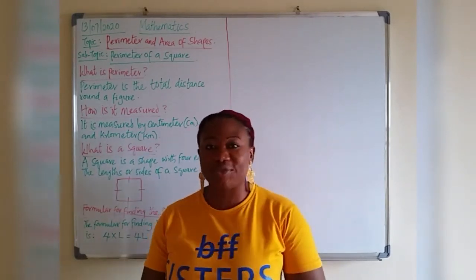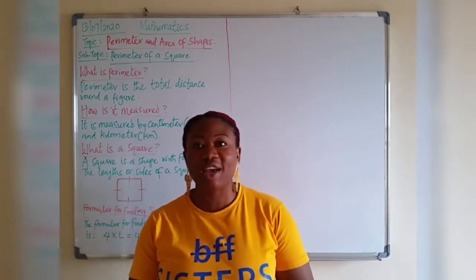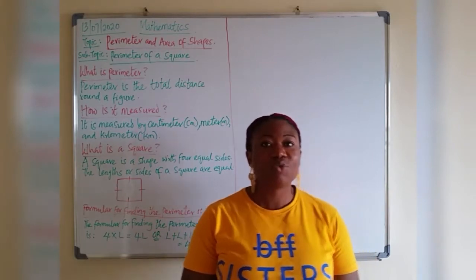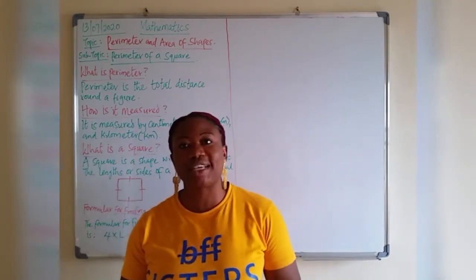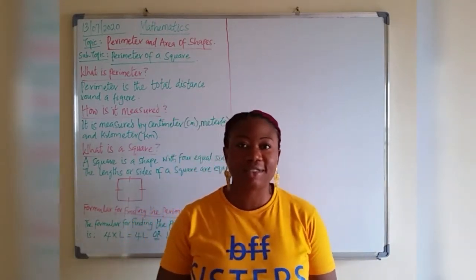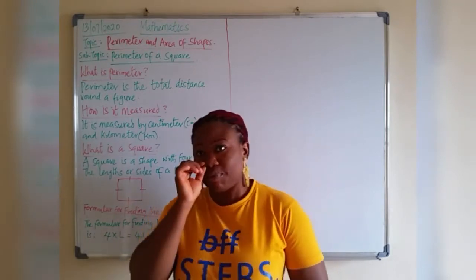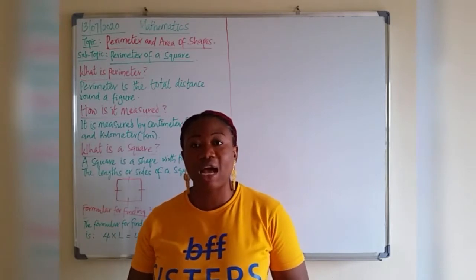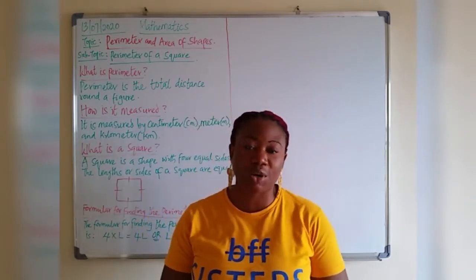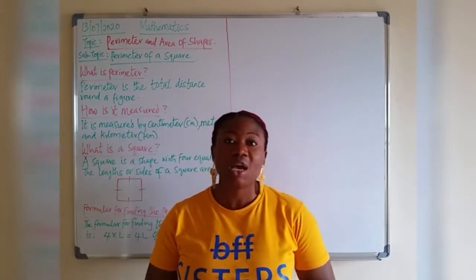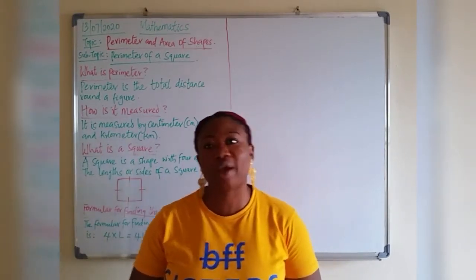My name is Auntie Olivia, and today we're going to be looking at the subject mathematics. We're still on the same topic that says perimeter and area. Last week we looked at perimeter and area, and our subtopic was on perimeter of a rectangle. But today our subtopic is going to be on perimeter of a square.